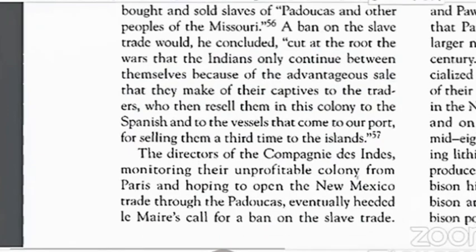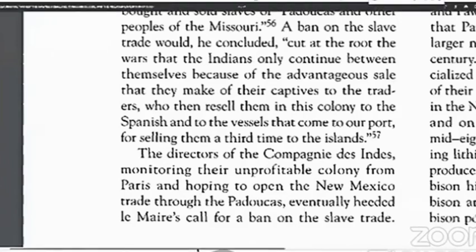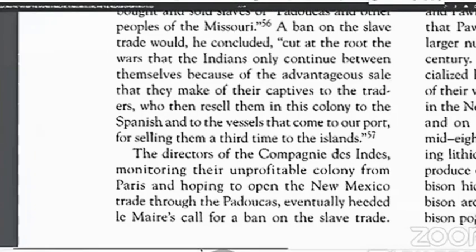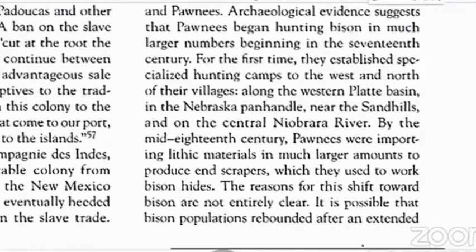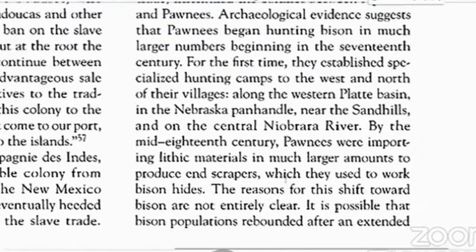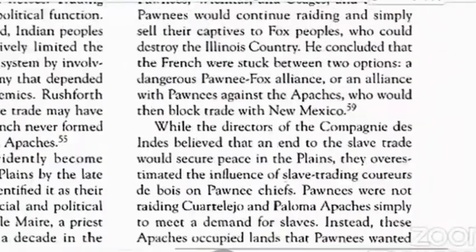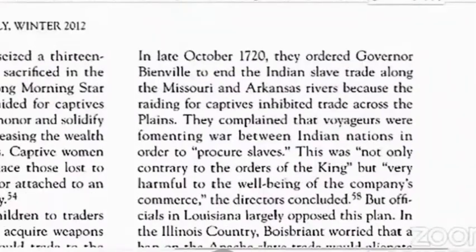The directors of the Compagnie des Indes, monitoring their unprofitable colony from Paris and hoping to open the New Mexico trade through the Paducas, eventually heeded Le Marier's call for a ban on the slave trade. All right, so remember in the other book we read the ban, right? But it didn't have no effect, really. Let's see what it says here.